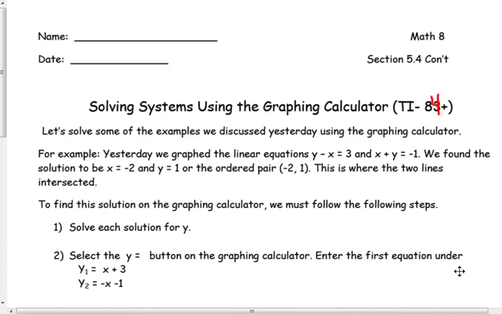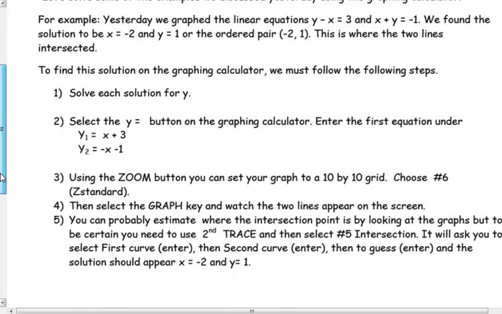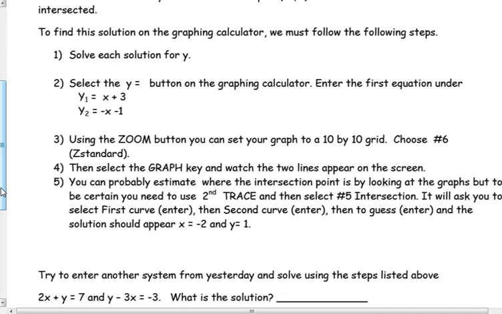To find this solution on the graphing calculator, we must follow these steps. Solve each equation for y. That's the first thing that I did on the video prior to this one, and I got that y was x plus 3, and the second equation was y equals -x minus 1. So go to the graphing calculator, and enter the first equation under y1 and the second equation under y2.